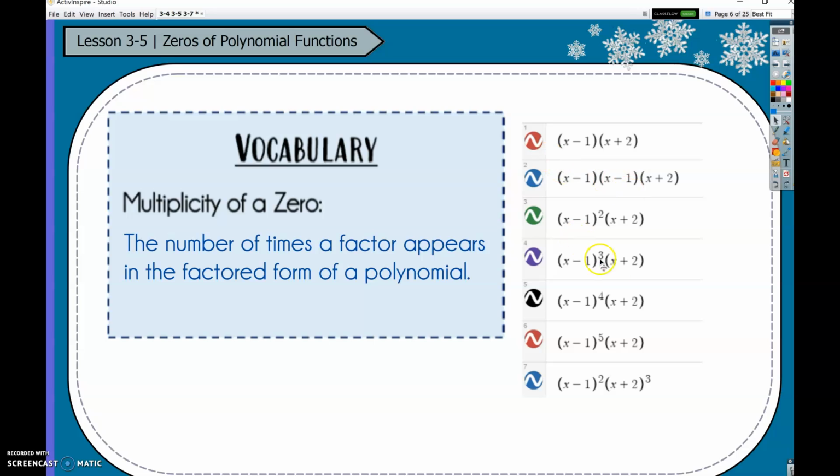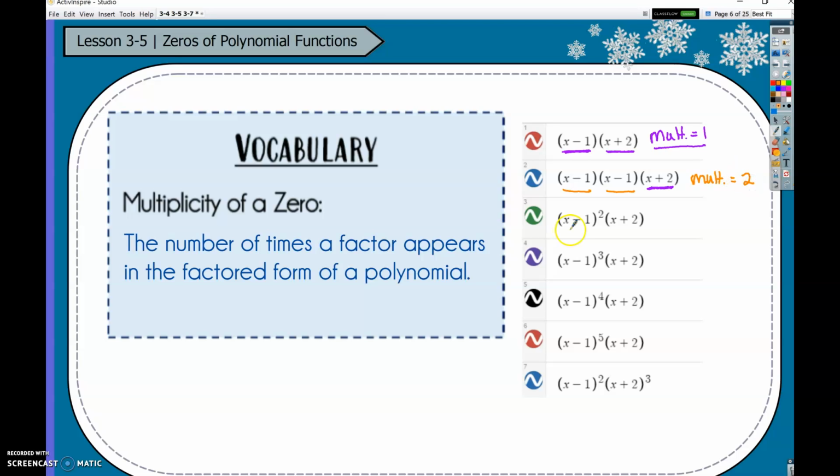So in Desmos, I have typed up a few polynomials in factored form, and we'll look at these graphs in just a second. But in this first one, we have x minus 1 as a factor and x plus 2 as a factor. Both of those factors have a multiplicity of 1 because they only occur once. Here, x plus 2 still has a multiplicity of 1. But when we look at the x minus 1 in this second example, x minus 1 and x minus 1, it appears twice in the factored form. So we would say the multiplicity of x minus 1 is 2.